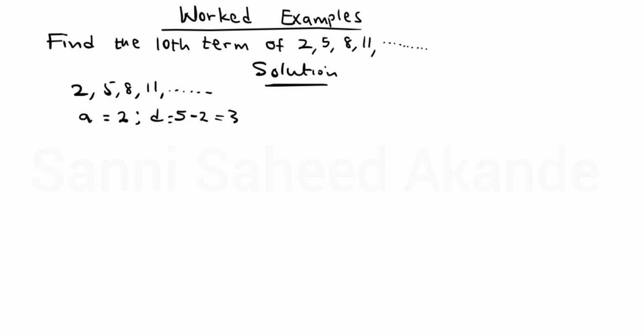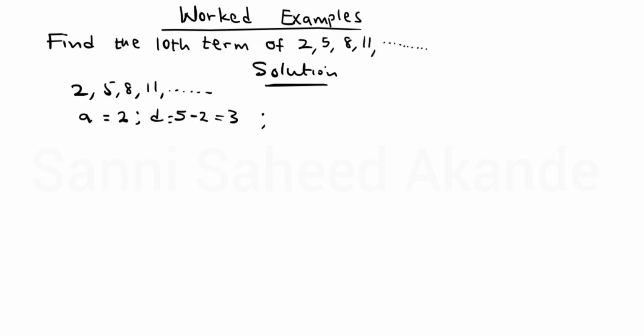Or you can take 11 and say 11 minus 8, it will still give you 3. Or you can say 8 minus 5, it will give you 3. That's how to find the common difference. So our common difference here is 3. Then we're given the value of n.